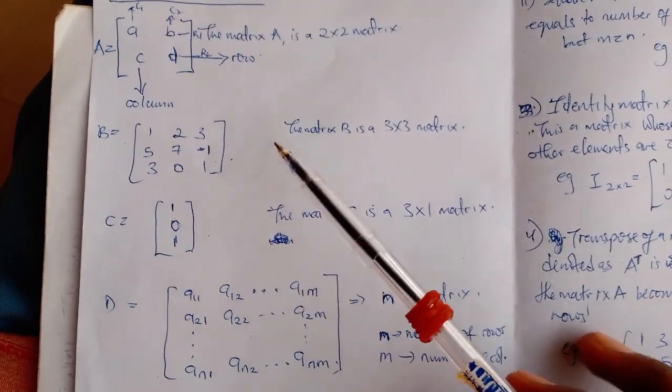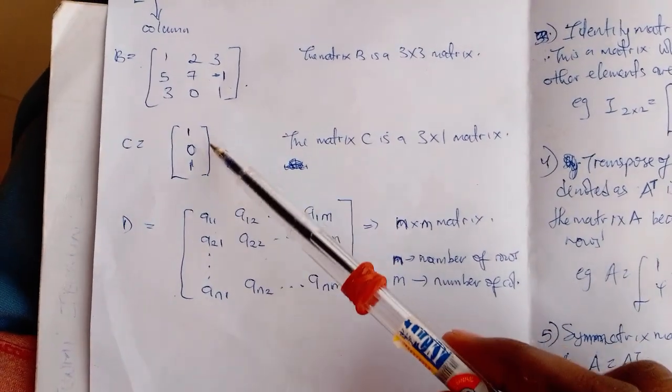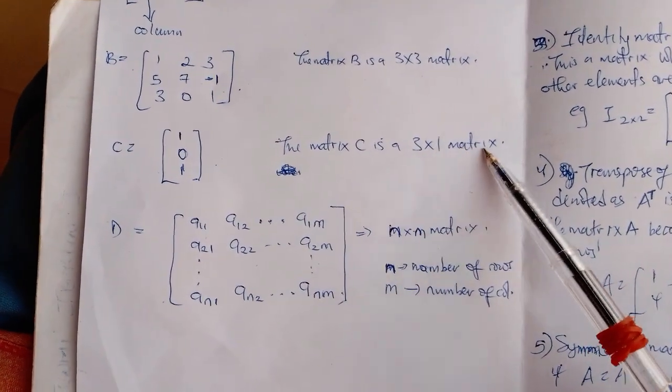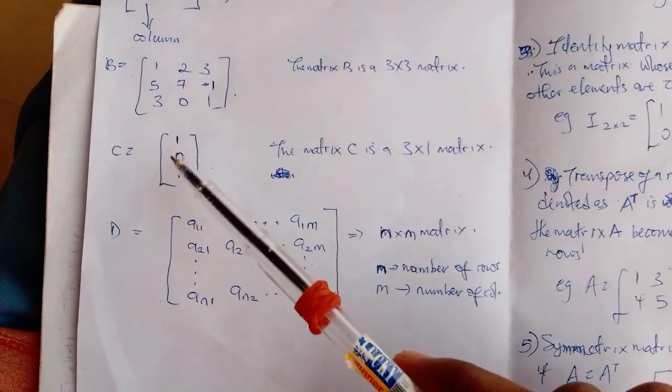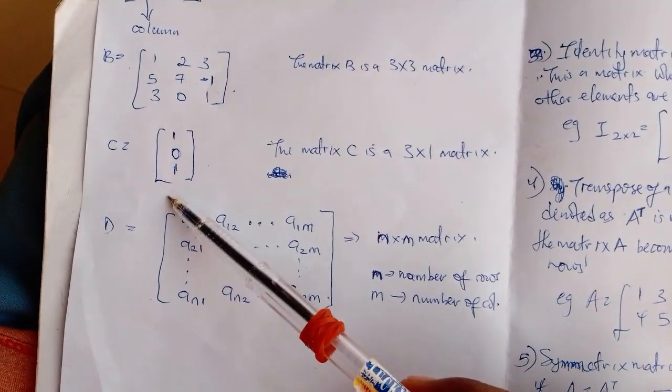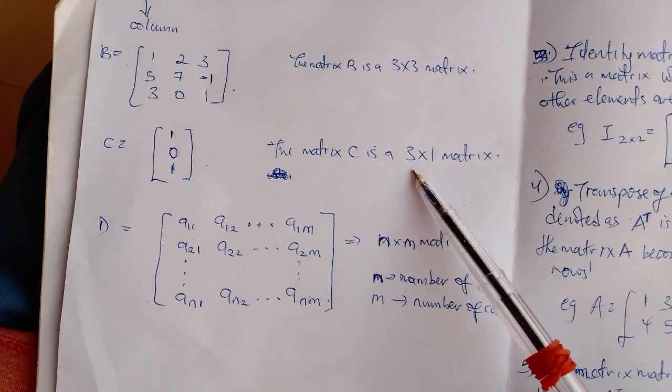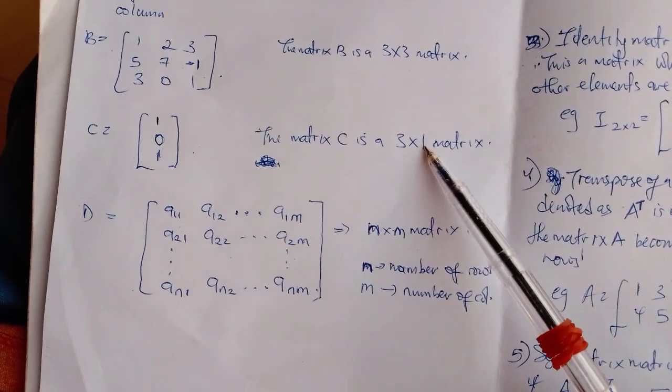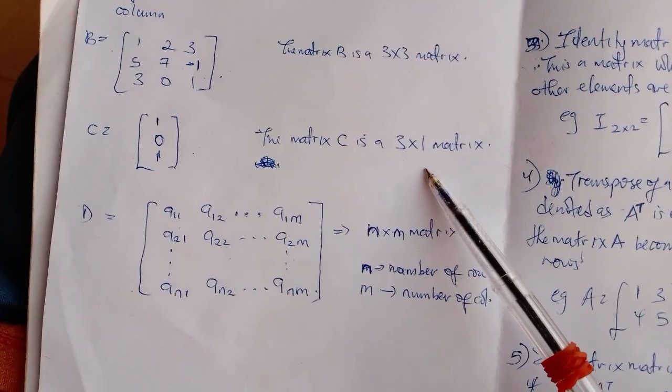Let's look at matrix C. Matrix C is a 3 by 1 matrix, reason being that we have 3 rows and 1 column. This first number stands for what? Row. This other number stands for what? Column. The column number.